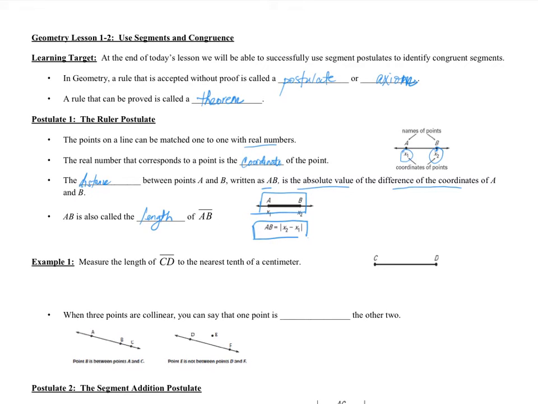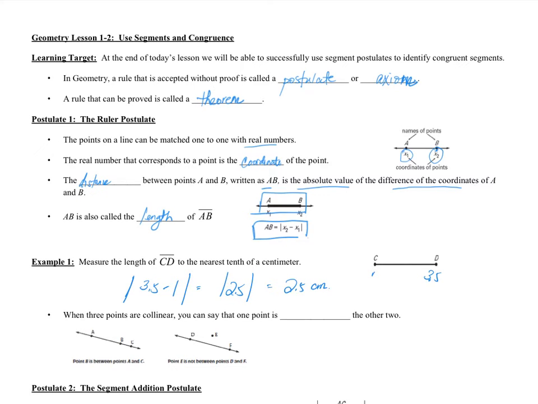Example 1. Measure the length of segment CD to the nearest tenth of a centimeter. So let's say C corresponds to the real number 1, and point D corresponds to the real number 3.5. So to find the length of segment CD, we can take the absolute value of 3.5 minus 1, and then we get 2.5. So this is about 2.5 centimeters.